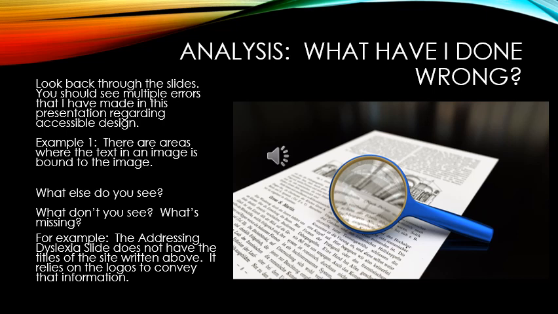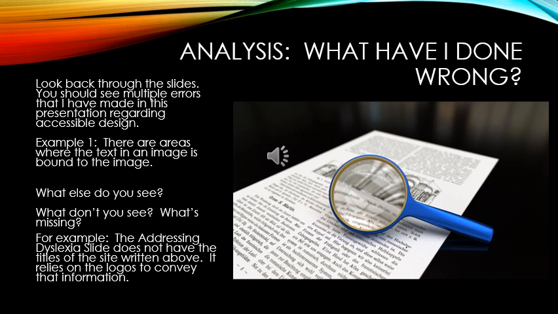Analysis. What have I done wrong? Look back through the slides. You should see multiple errors that I have made in this presentation regarding accessible design. Example 1. There are areas where the text in an image is bound to the image. There is no caption. There is nothing explaining what is in that slide. There's no alternative text.